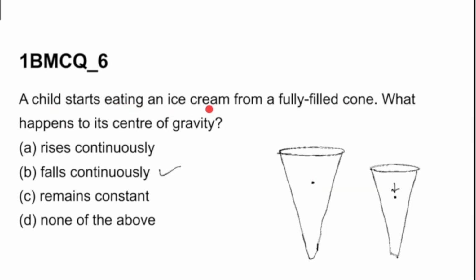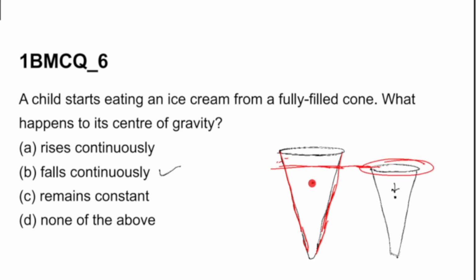A child starts eating the ice cream from a fully filled cone. What happens to its center of gravity? So if the cone is like that, I have imagined the cone in this position. Now he starts eating. They will eat from here, right? The shape will reduce. So now only this much cone is left. The height has decreased. So what will happen?